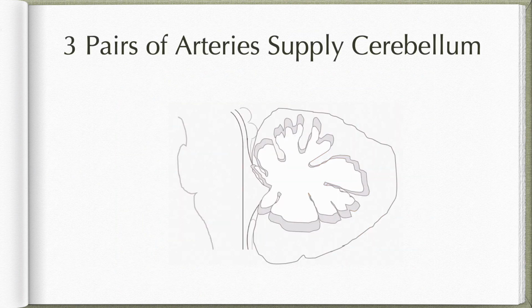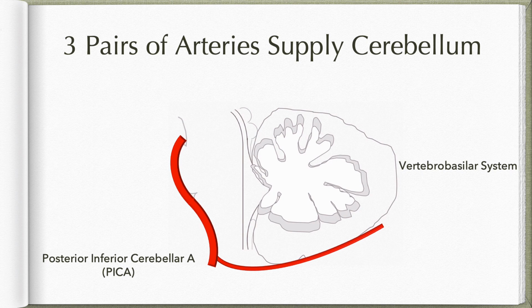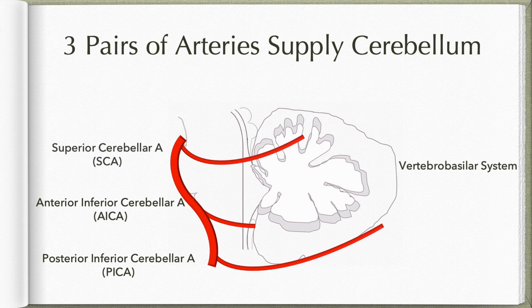3 pairs of arteries supply cerebellum. They arise from posterior vertebrobasilar system. The posterior inferior cerebellar artery, branch of the vertebral artery, and the anterior inferior cerebellar artery, which is a branch of basilar artery, will supply the inferior aspect of cerebellum. And then we have superior cerebellar artery, which are the pre-terminal branches of the basilar artery, which will supply the superior aspect of cerebellum.